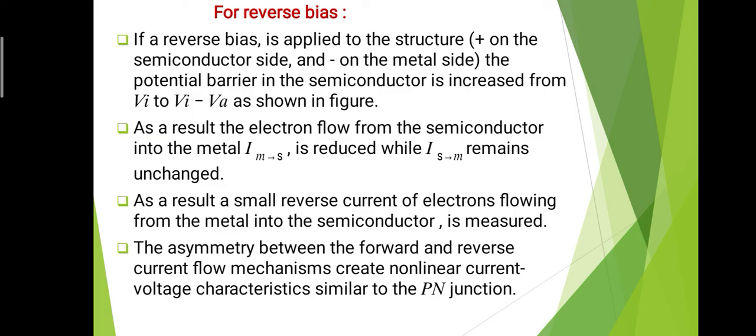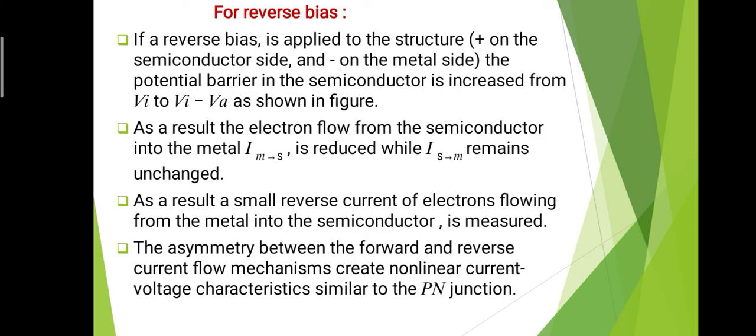In this case the barrier height increases, and due to this the electron flow from semiconductor to metal is reduced. So the current flowing from the metal to semiconductor gets reduced, obviously, and due to the reduction in electron flow there is a small current. On the other hand, the current which flows from the semiconductor to metal remains unchanged. As a result, a small reverse current of electrons flowing from the metal into the semiconductor is measured.